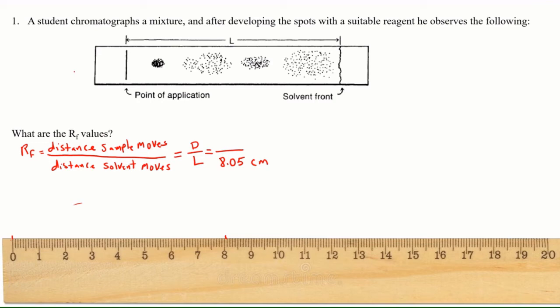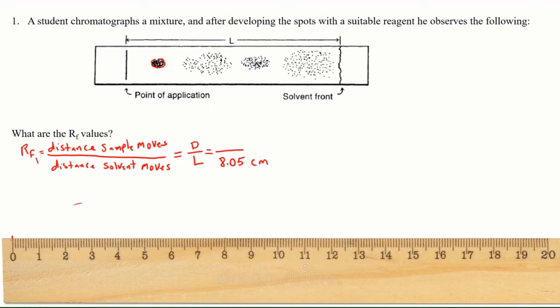Next, I have to identify which spot I'm going to do. So here I actually have 5 spots, so I'm going to start with the first spot, and the first spot is this one right here, and I'm going to call this spot number 1, and I could just put a 1 as a subscript here, and measure this one. But let's outline first our spots.